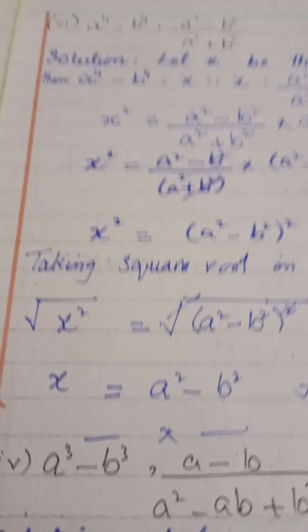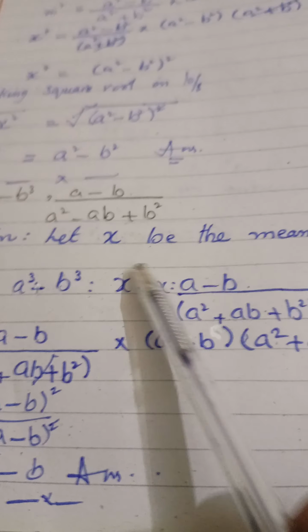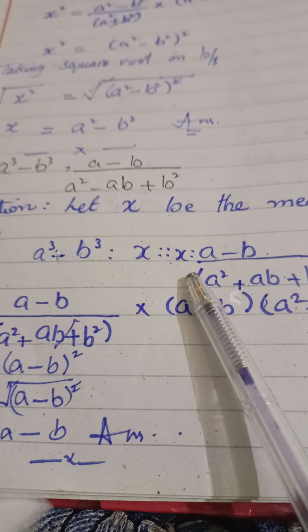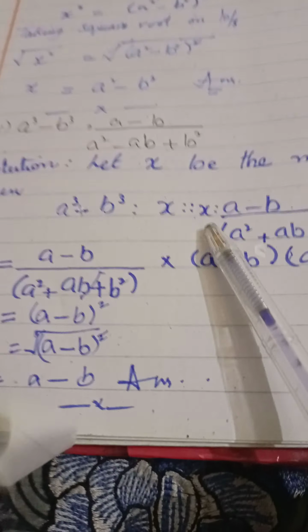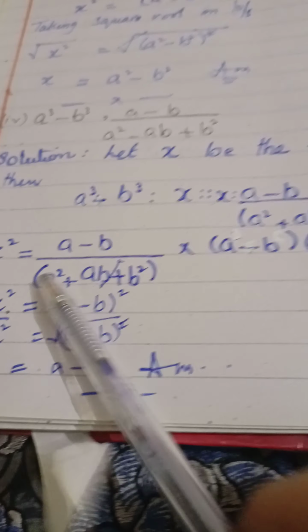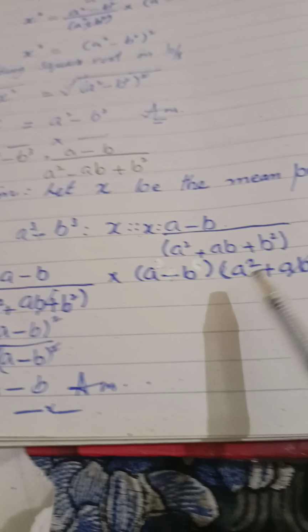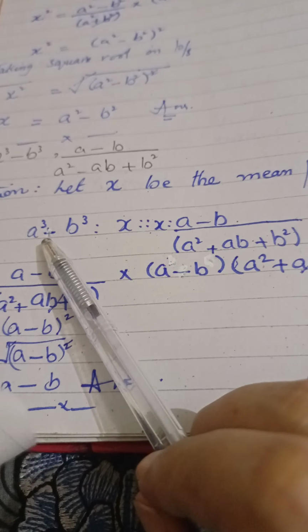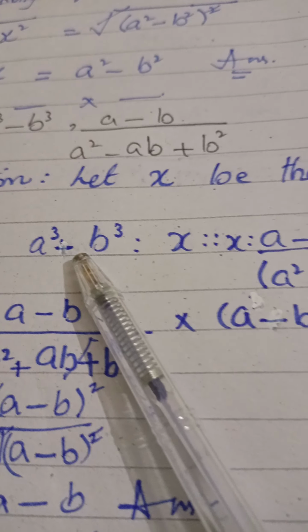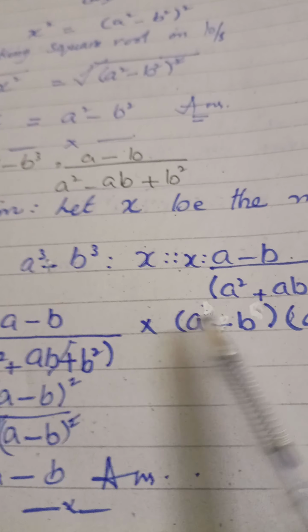And the fourth part of question number 3. Let x be the mean proportional. Here, first is this value and last is this value, x in between, x into x, x square, and these both values multiply. These brackets come from a cube minus b cube.